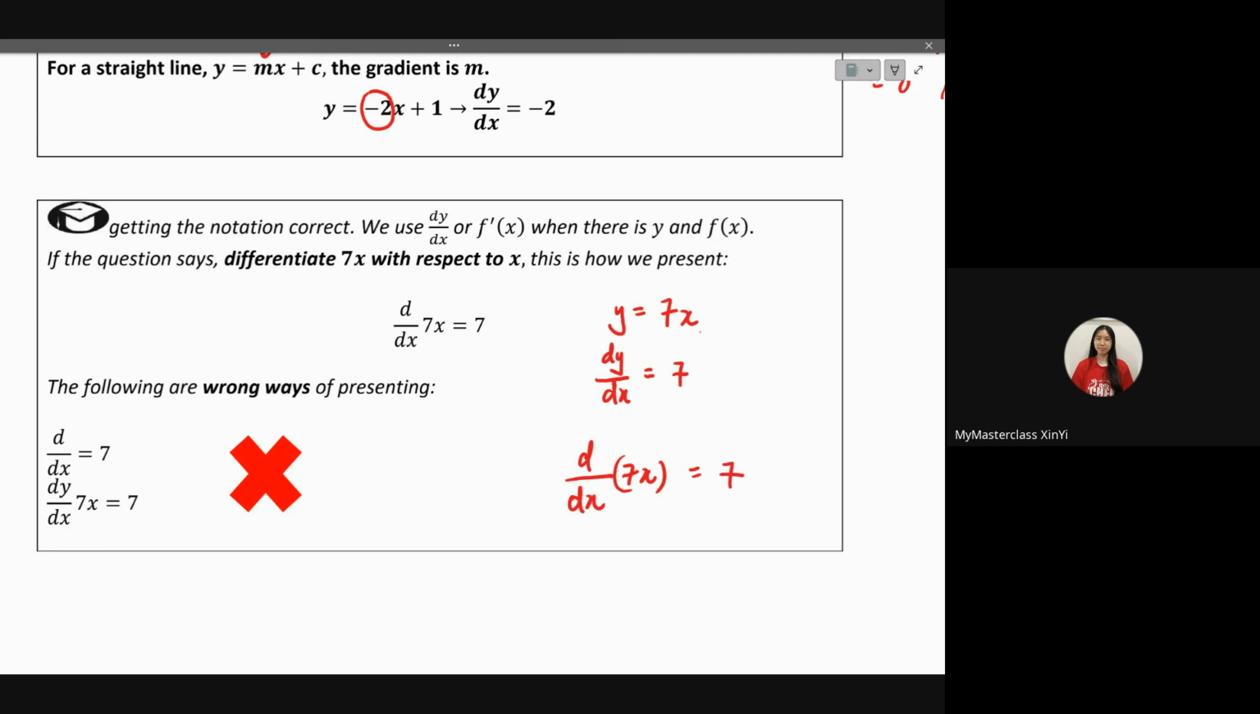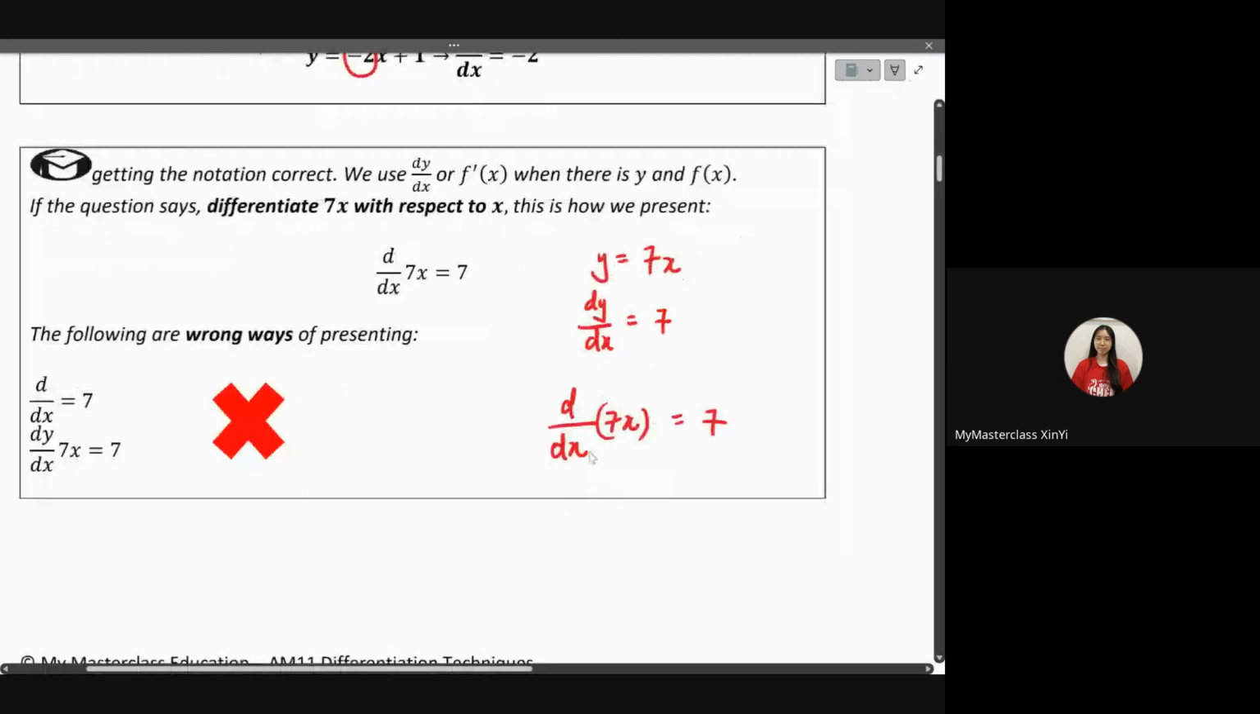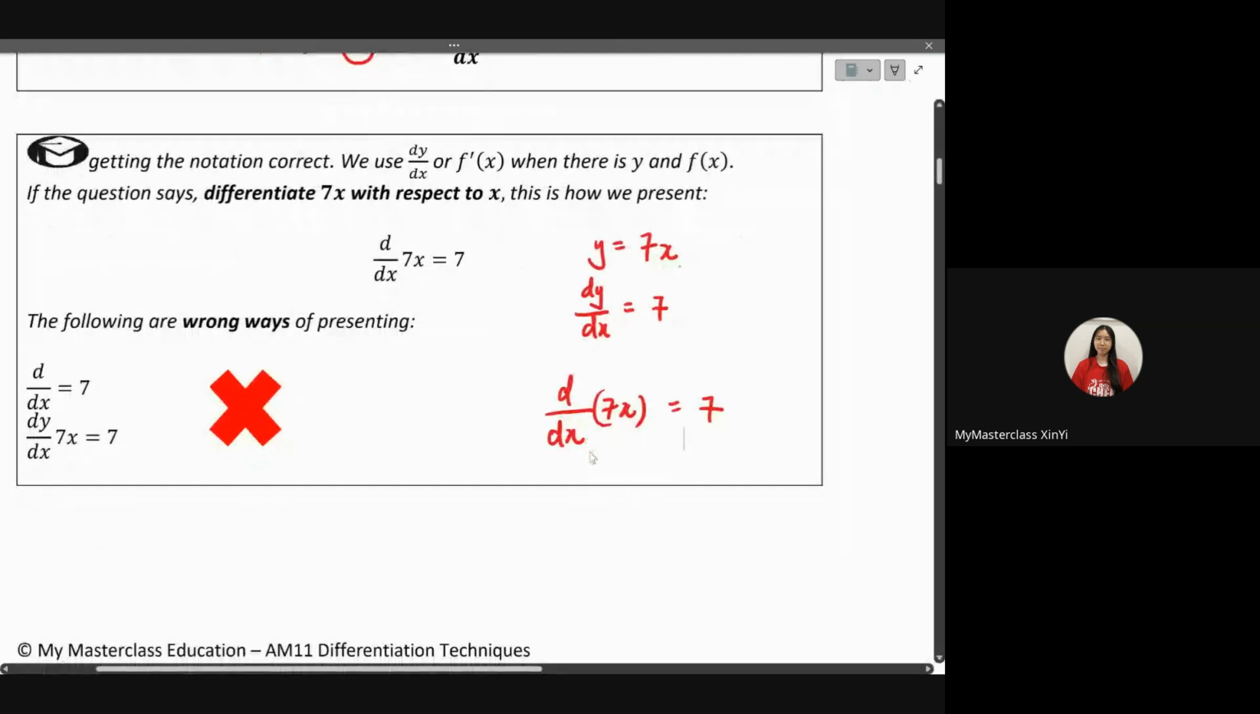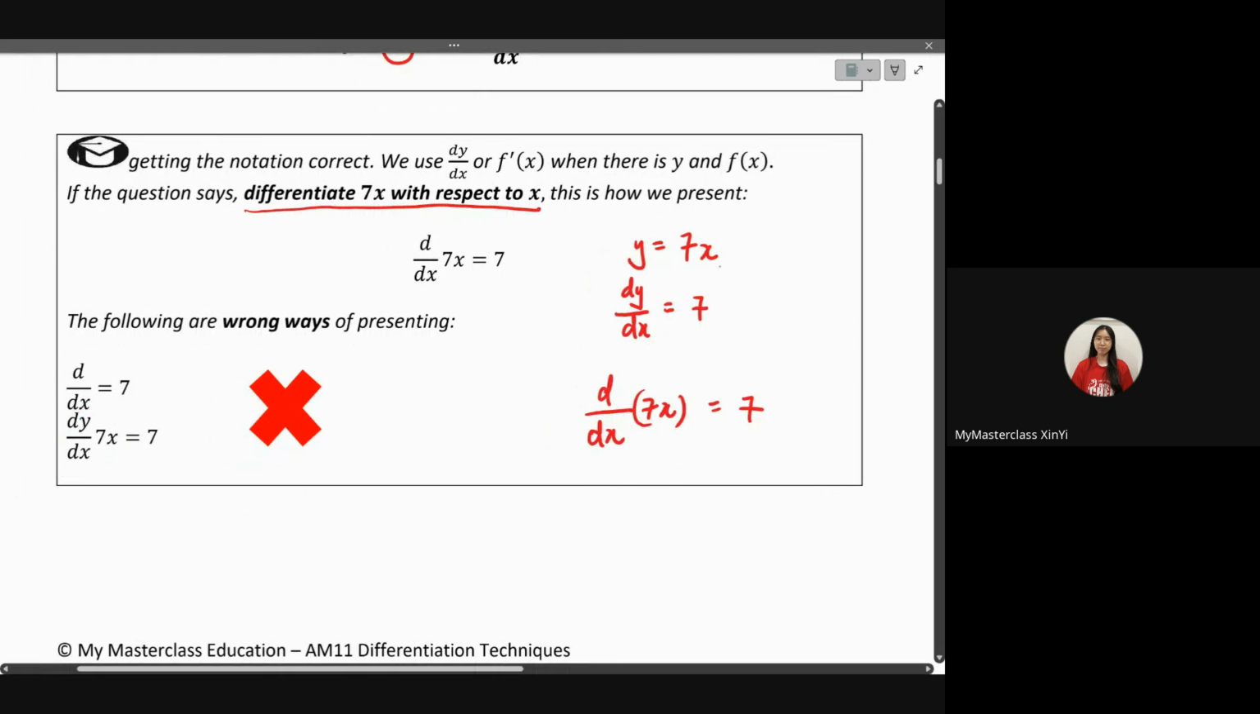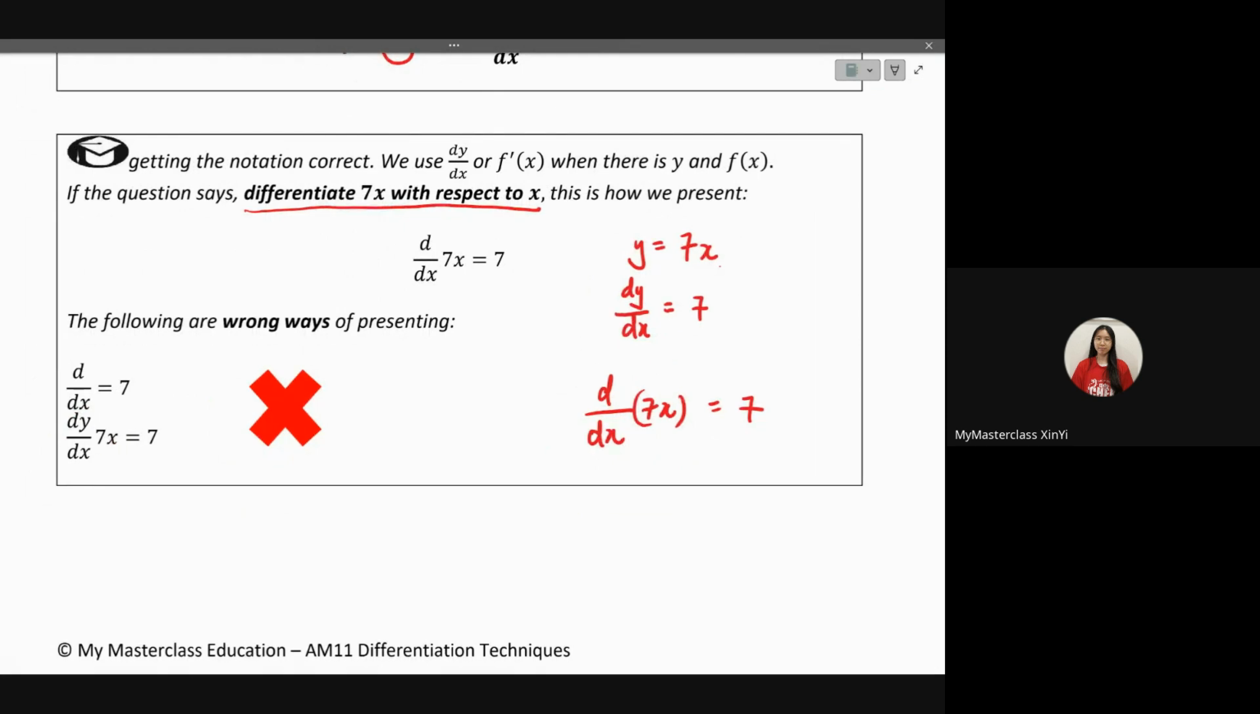Later on I will tell you why for this. So when I tell you to differentiate 7x with respect to x, you cannot write it like that. No such thing. When you write dy dx, there shouldn't be the expression attached to it. So take note of the way of presentation.